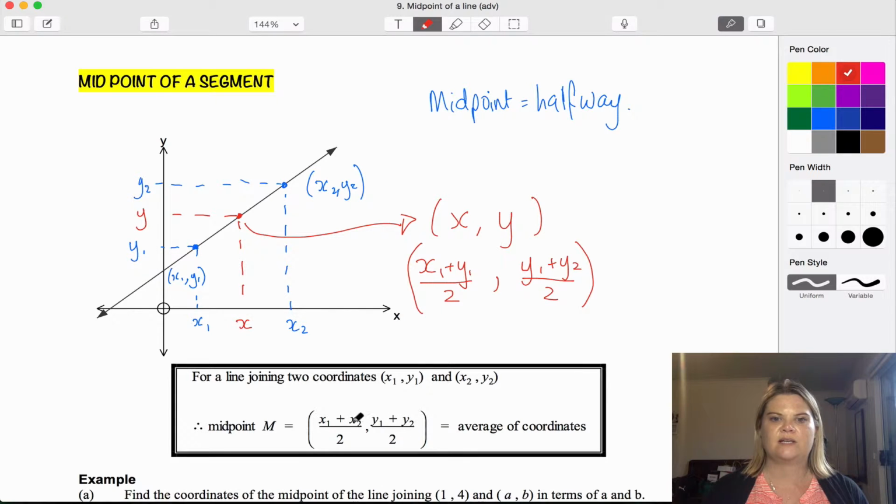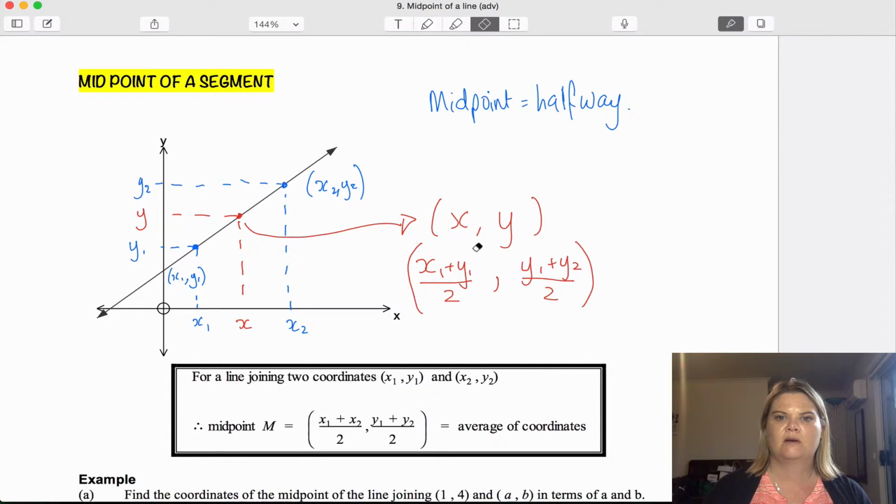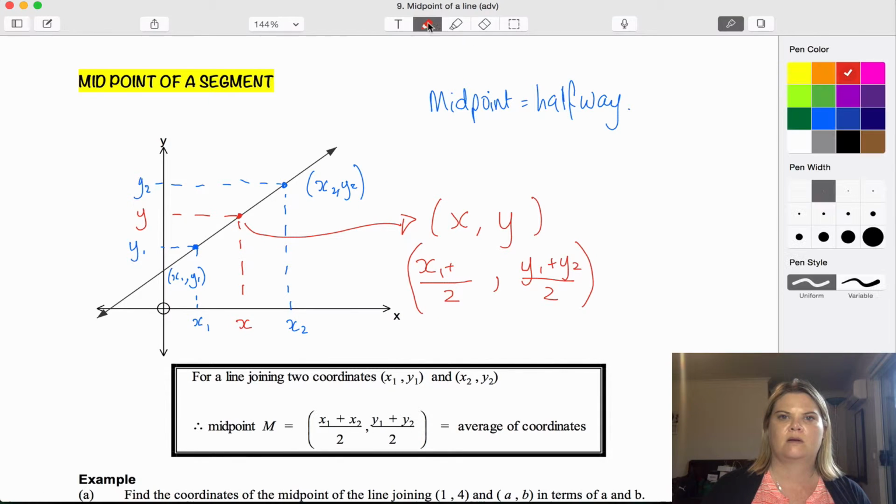That's exactly what I've written down here. So for a line joining 2 coordinates, x1, y1 and x2, y2, the midpoint, we use m to show the midpoint, is x1 plus x2 over 2. Just realized I made an error there. x1 plus x2 and y1 plus y2. Make sure you correct that error in your notes as well. This is the correct formula. Comma, y1 plus y2 over 2.